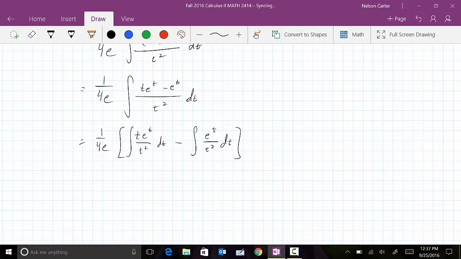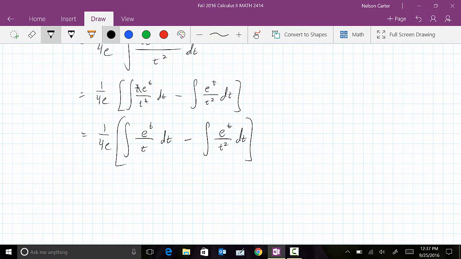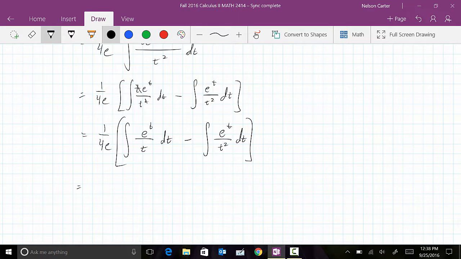Okay, now in this one you can make a little bit of a cancellation, and so this is now 1 over 4e times the integral of e to the power t over t dt minus the integral of e to the power t over t squared dt. Okay. Now, I think we solved a problem pretty similar to this earlier. So I'm going to pick my 1 over t to be the thing I want to integrate. It's not common, but I think that's going to work.